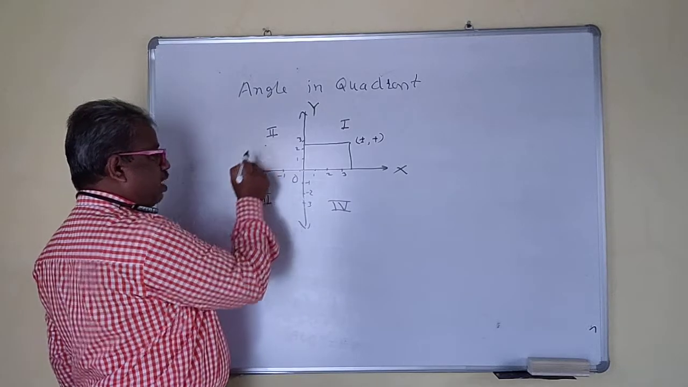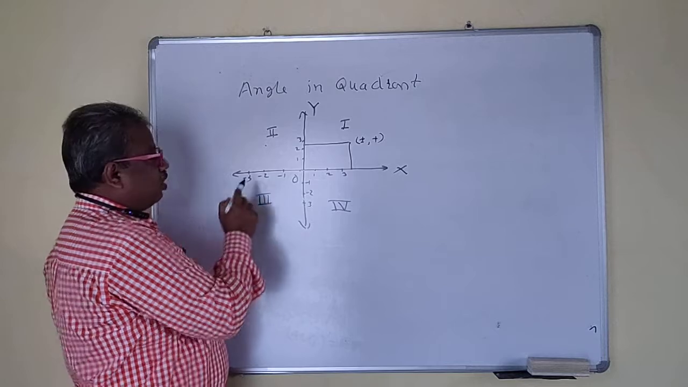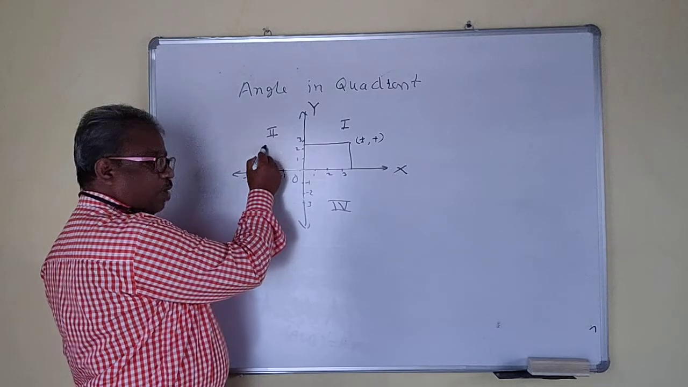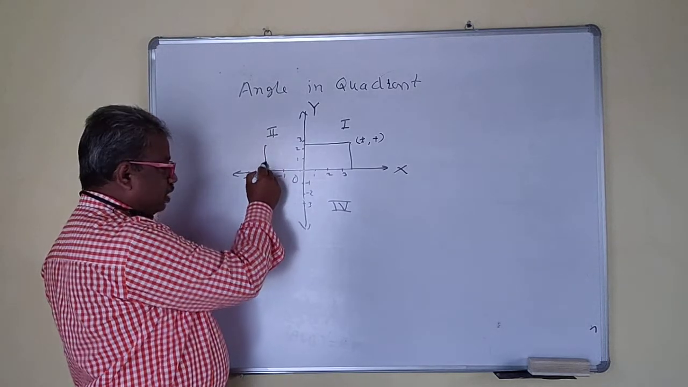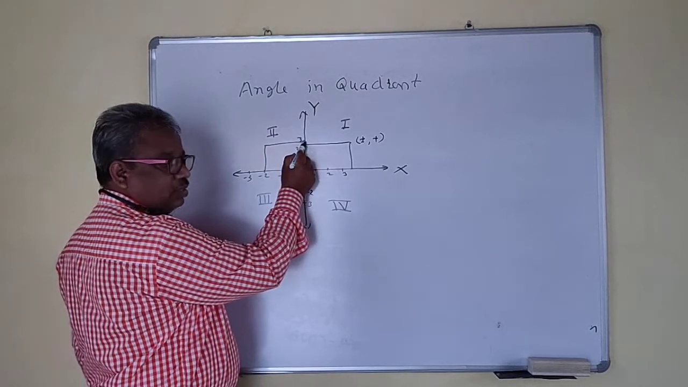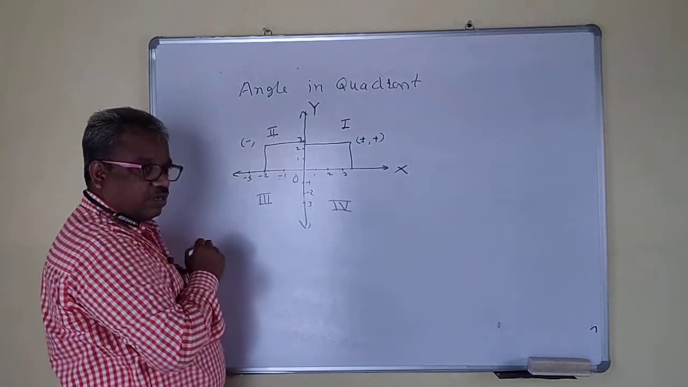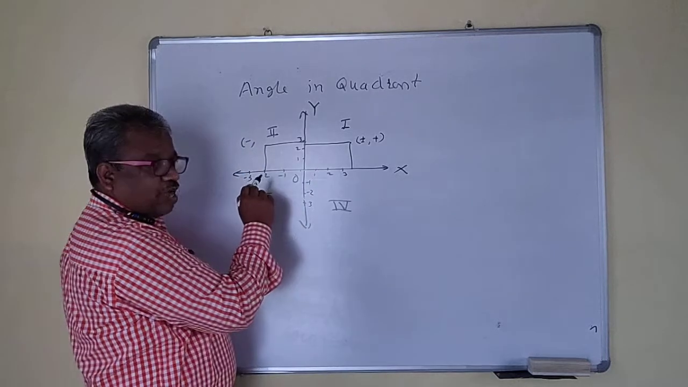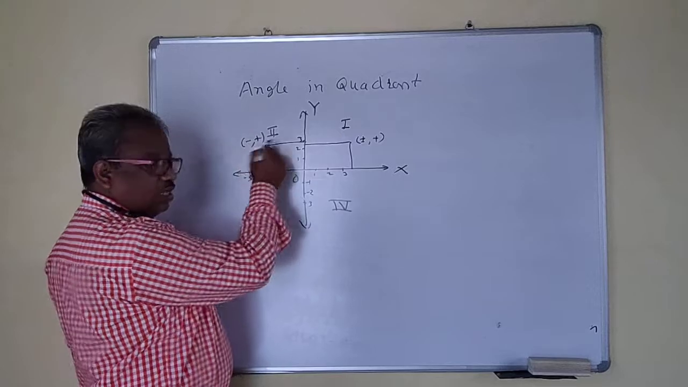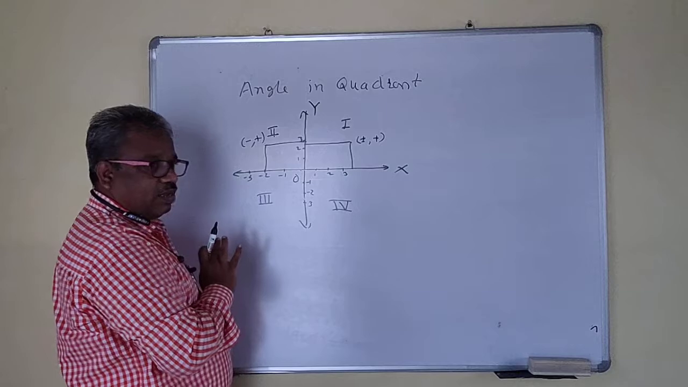Now to find the x coordinate and y coordinate if the point is in the second quadrant, you have to draw a perpendicular to the x-axis to find the x coordinate. If you want to find the y coordinate, draw a perpendicular to the y-axis. Right? Now here, if you draw a perpendicular to the x-axis, then we get a negative number. And if you draw a perpendicular to the y-axis, we get a positive number.